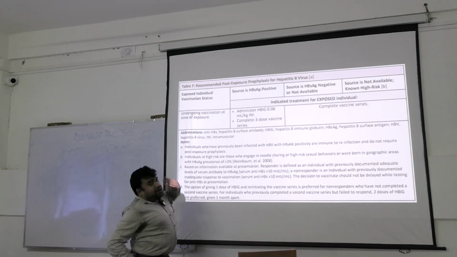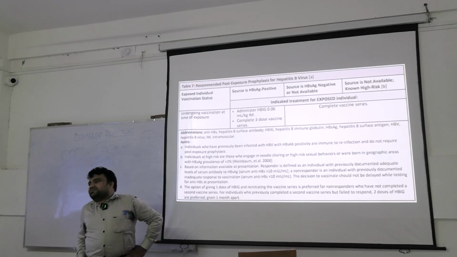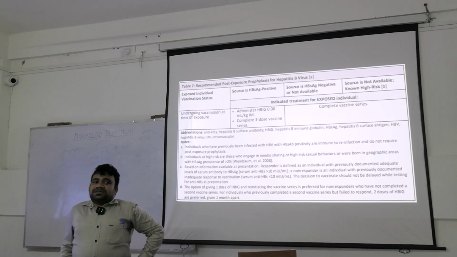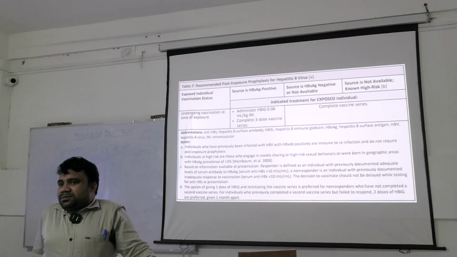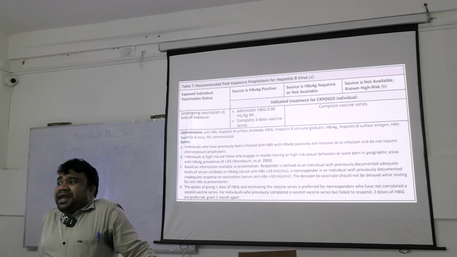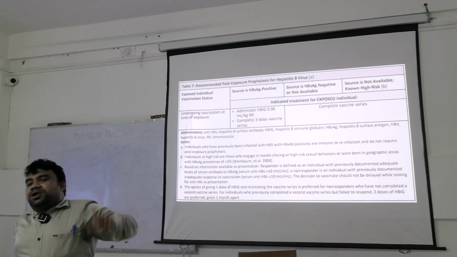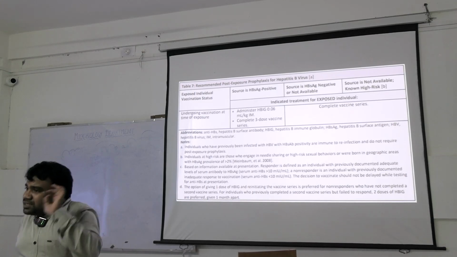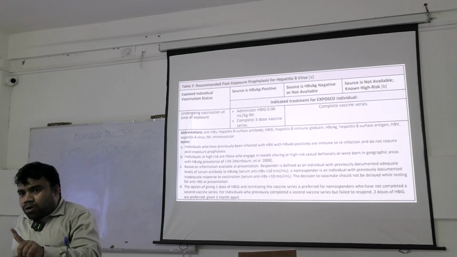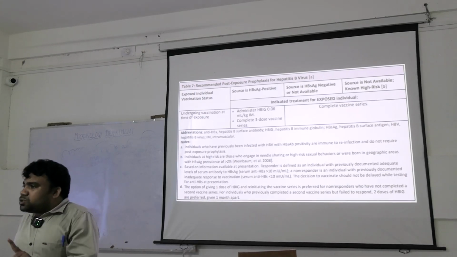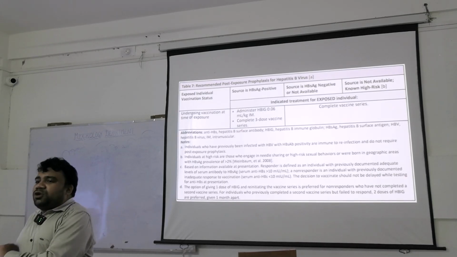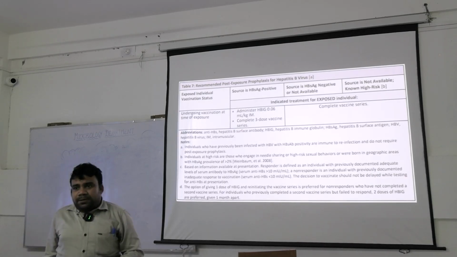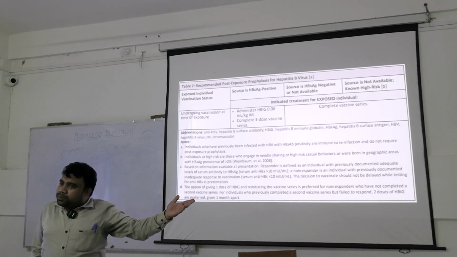If the patient is undergoing vaccination, what will you do? Suppose he has taken one vaccine and then the incident happened. Exactly. Remember what I told initially? If the vaccination is not completed by the protocol and documented, you must consider him as not vaccinated, even though he is undergoing vaccination. Okay? Then what will you have to give? Immunoglobulin. Okay?